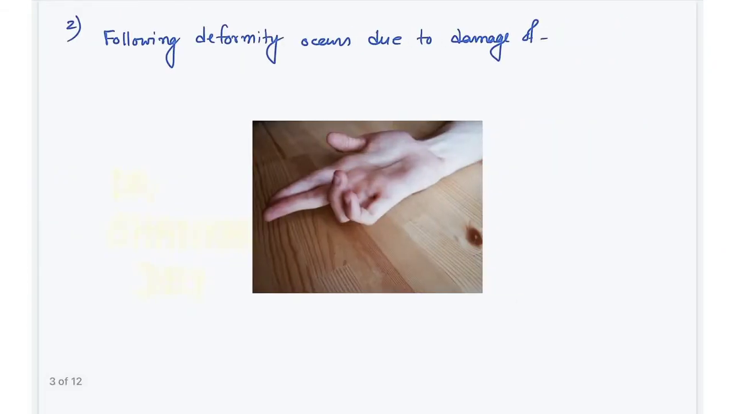Coming to question number 2, this was a very easy question. One hand deformity image was given like this, and they have asked what is the mechanism behind this deformity, or what is the nerve that is damaged. As you can see, this is nothing but partial claw hand, with clawing of 4th and 5th fingers. See, there is flexion of the proximal and distal interphalangeal joints along with extension of the metacarpophalangeal joints of the 4th and 5th digits. So this is partial claw hand.